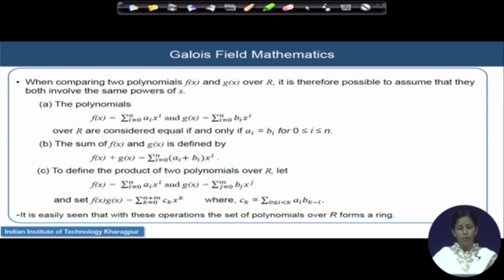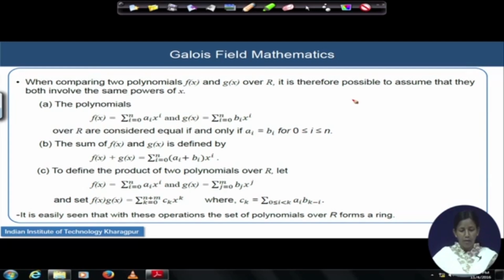When comparing two polynomials, suppose f(x) and g(x) are two polynomials over this R, and let us also assume that both of them have the maximum power of x equal to n. So the polynomials can be written like this: f(x) is equal to the sum of a_i x^i, g(x) is also the sum of b_i x^i. Under what condition can we say both the polynomials are equal? The condition is if and only if a_i is equal to b_i. As the higher order is going up to n, this is the sufficient situation.